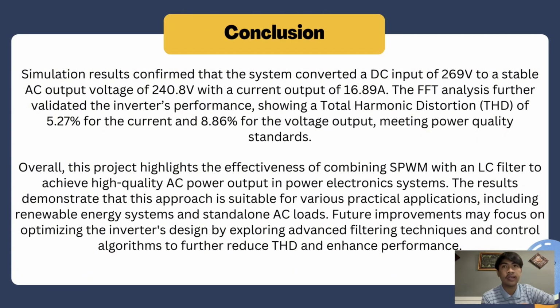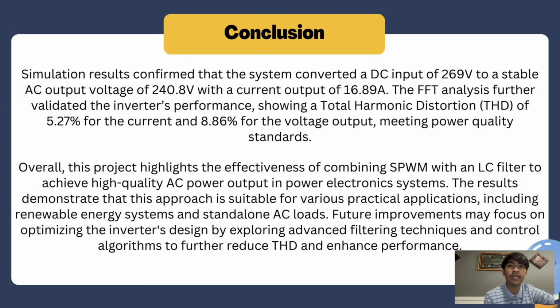So at the end of the project, for the conclusion, simulation results confirm that the system converts a DC input of 269 volt to a stable AC output voltage of 240.8 volt with a current output of 16.89 ampere. The FFT analysis further validated the inverter's performance, showing a THD of 5.27% for the current and 8.86% for the voltage output, so we are meeting power quality standards.